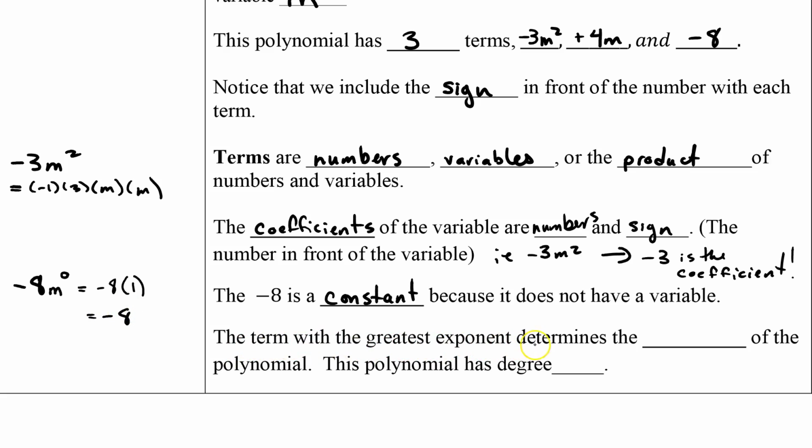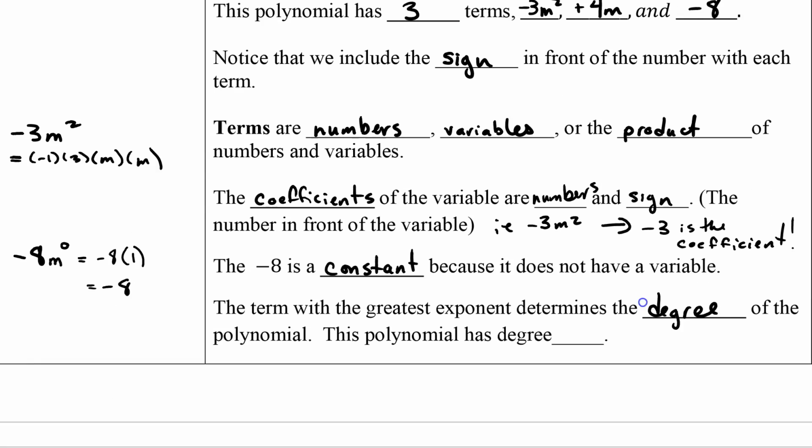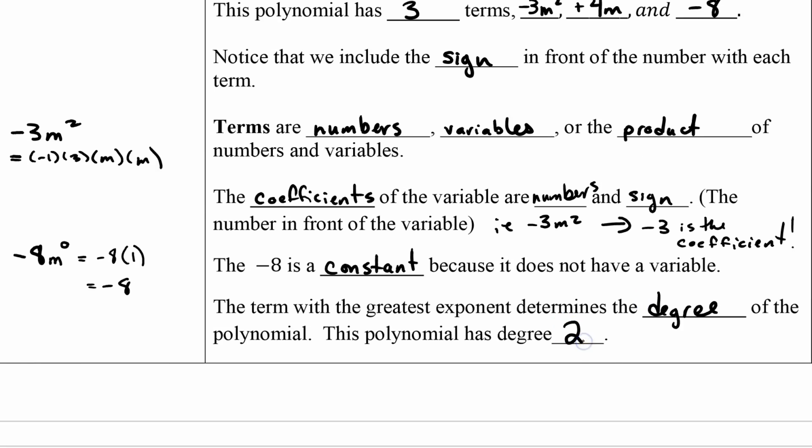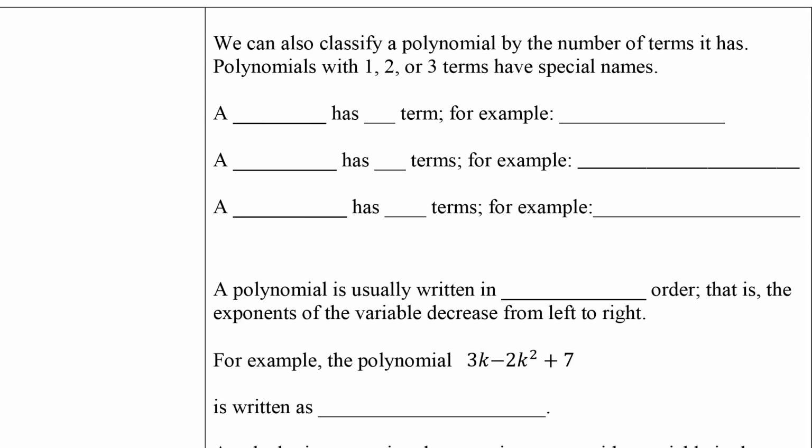The term with the greatest exponent determines the degree of the polynomial. The polynomial that we're talking about right up here has a degree of 2 because it's the biggest. We can also classify a polynomial by the number of terms it has. Polynomials with 1, 2, or 3 terms have special names. Now, poly just means many, and nomials are terms, so it's literally many terms.